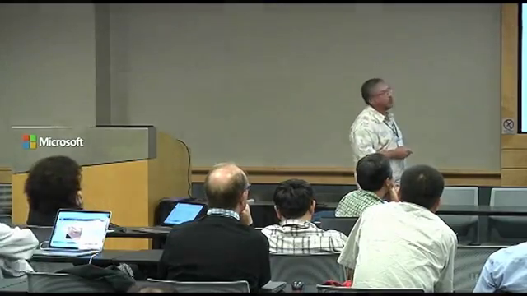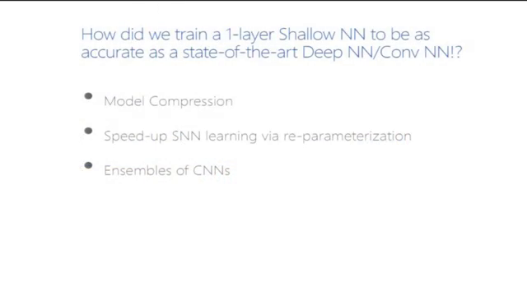And if we make the number of parameters in that shallow neural net larger, we're able to make that neural net as accurate as this convolutional neural net, even though it has no convolution in it. So I'm going to show you how we do that. OK, so I'm going to just describe 3 of the tricks that we use to make that happen. One is model compression. Another is a trick for speeding up learning. And then the final one is this ensemble of convolutional neural nets.